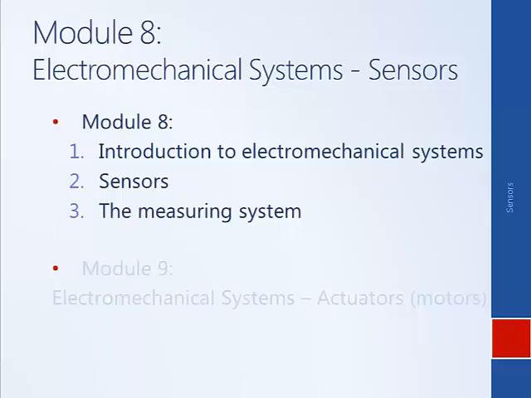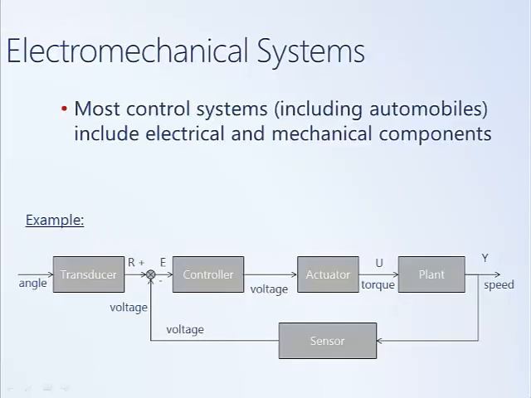electromechanical actuators. In this module we will also talk about how the sensor fits into the larger measuring system and how the aspects of the measuring system affect the analysis and design of control systems in general. Most control systems, including automotive control systems, include electrical and mechanical components. Here in the figure shown, we have an example feedback system with the typical elements of a control system.